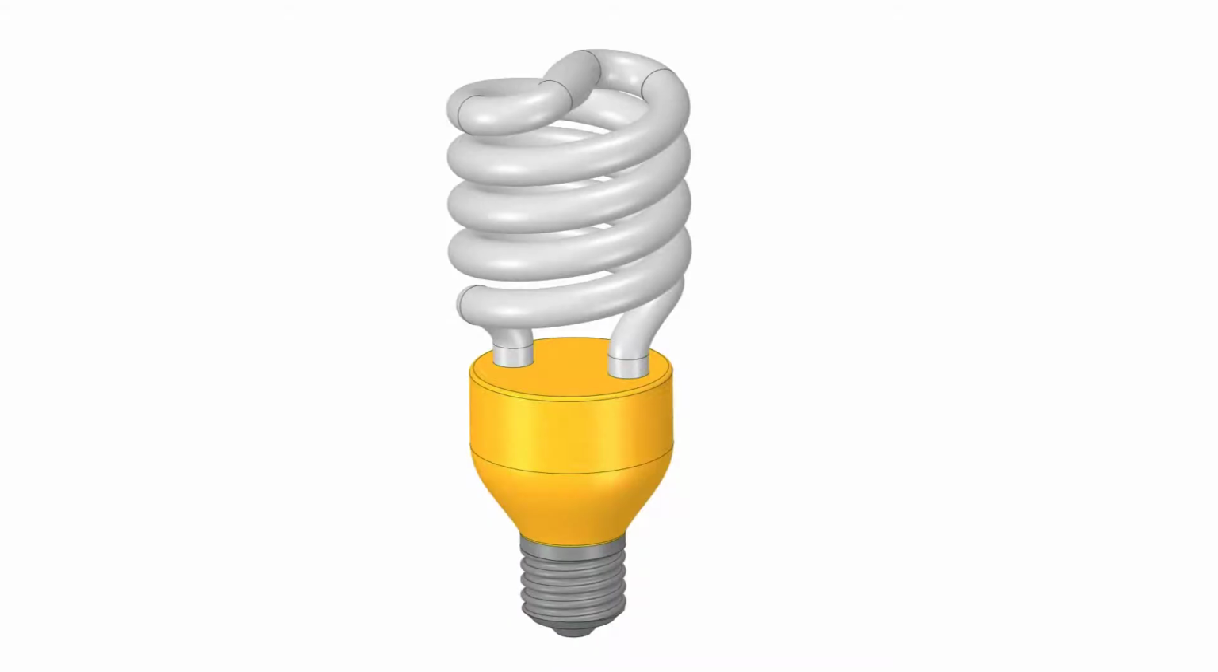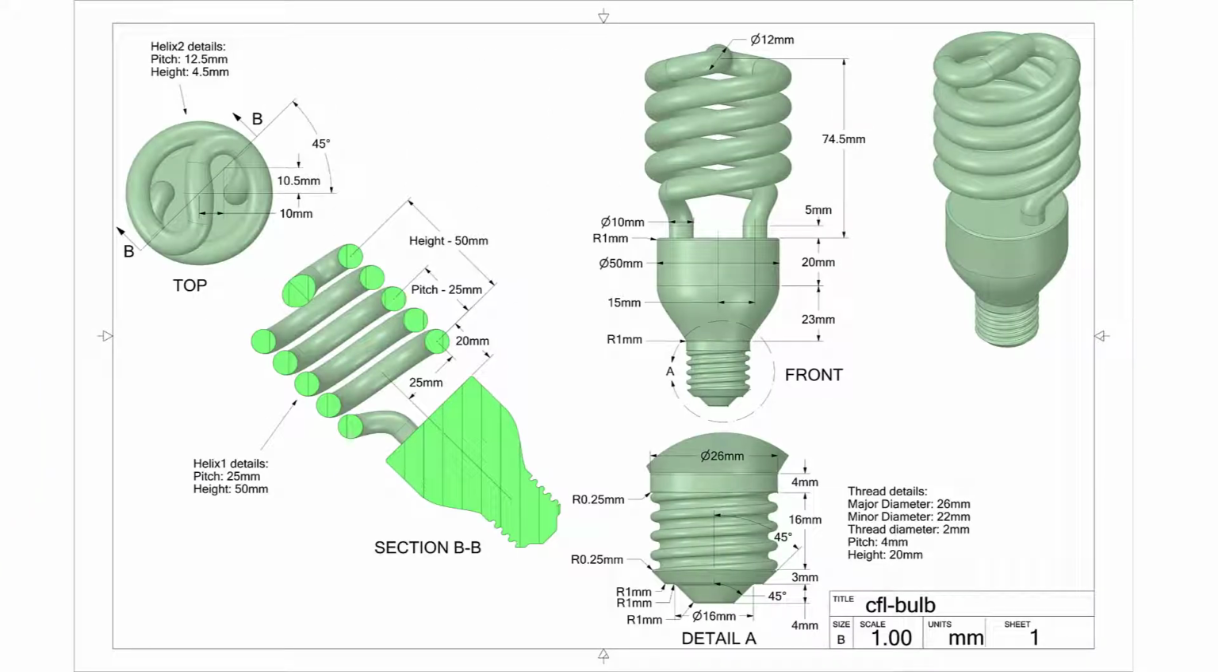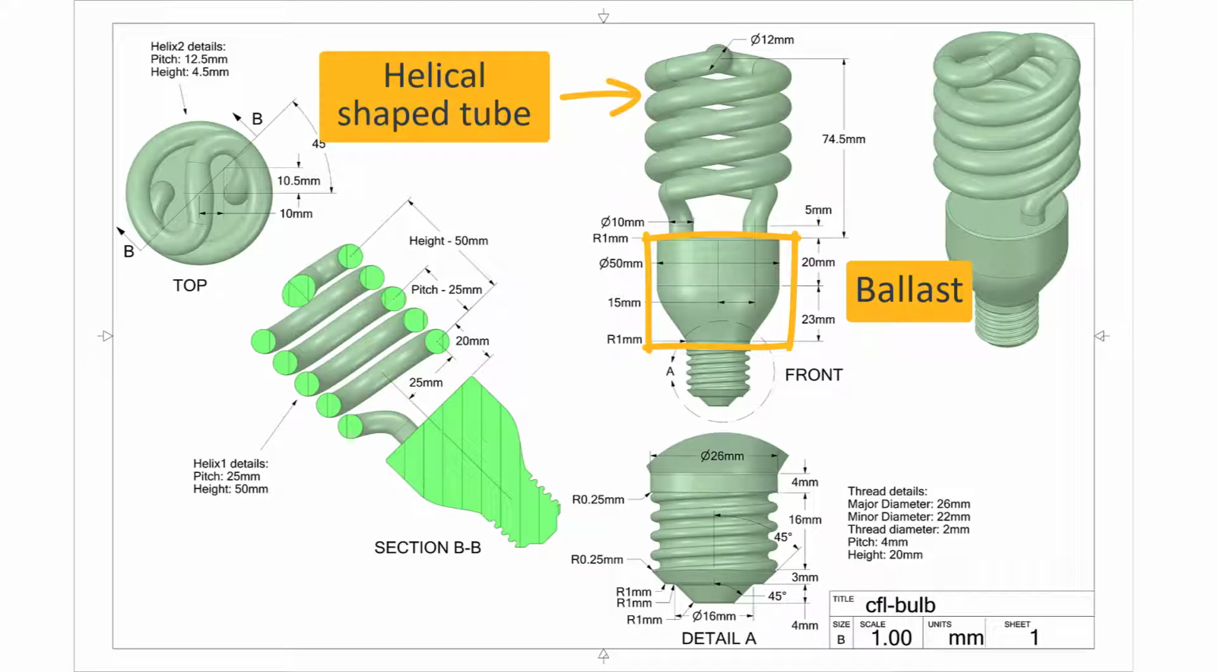So, how can we build this CFL model? Let's first analyze the technical drawing and plan how to build the model. In the technical drawing, we can see different views. Looking at these views, we can broadly divide the CFL bulb into three sections. The first one is the central section, which is called the ballast. Then the helical shaped tube. The last section is the screw base.